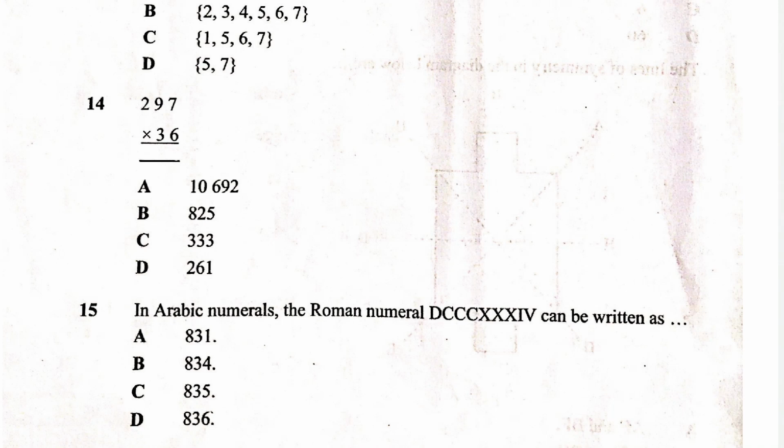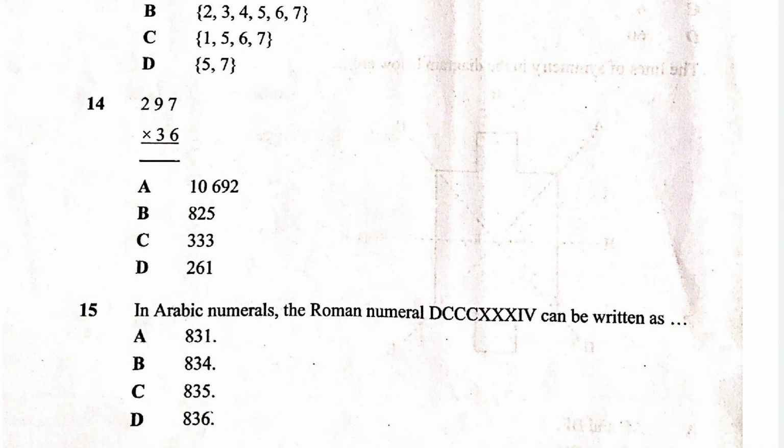Here we are going to have 297, 297, 297. So we first of all start multiplying using ones. So we have 6 ones there. Then we have tens. We have 30 tens there. Then we have the actual multiplication.